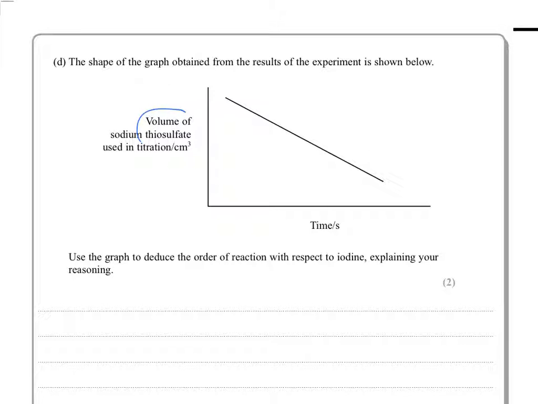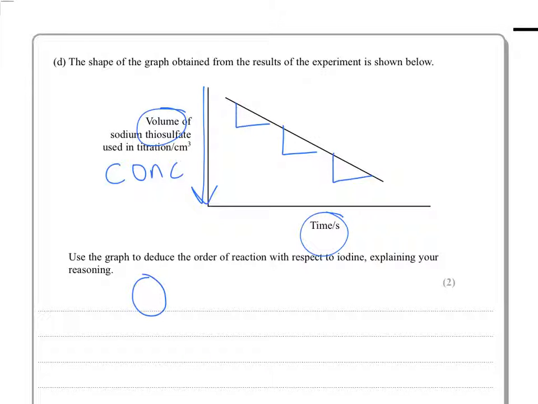In this question, you are given the volume against time. That's the same as saying you have concentration against time, essentially. Here, you use the gradient to work out the rate. If we have a constant gradient, we have a constant rate. So as the volume is decreasing over time, the rate is staying the same. That means that as concentration changes, there is no effect on rate, so this is a zero-order reaction.